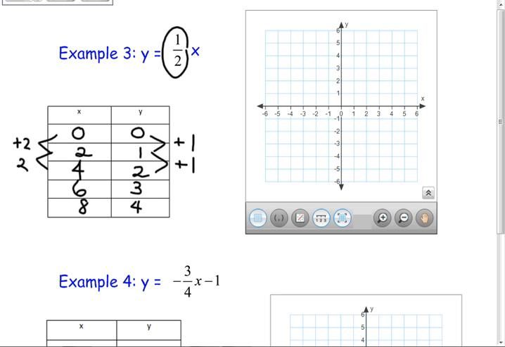So I'm going to start at 0, 0. I'm going to go 2, 1. Then I'm going to go to 4, 2. And then I'm going to go to 6, 3, and 8's off my graph. So I could go the other way. So I'm going to go down 1 to the left 2.